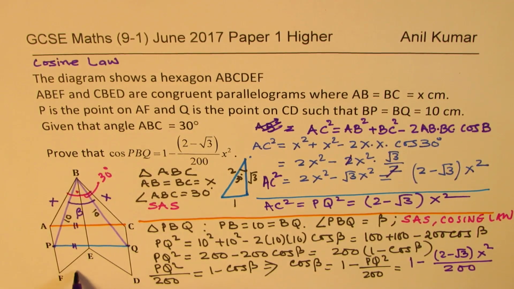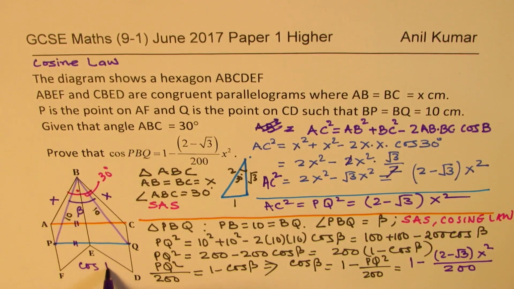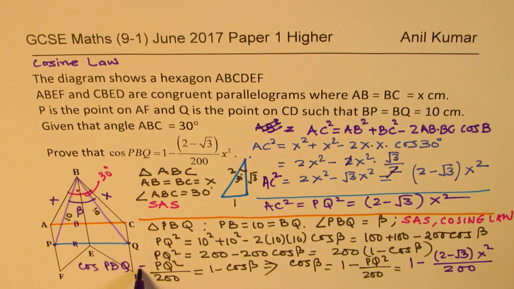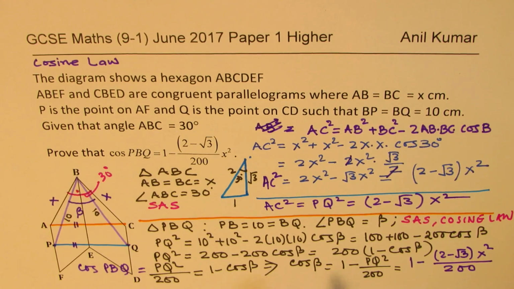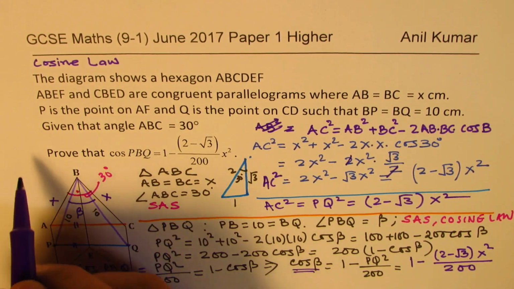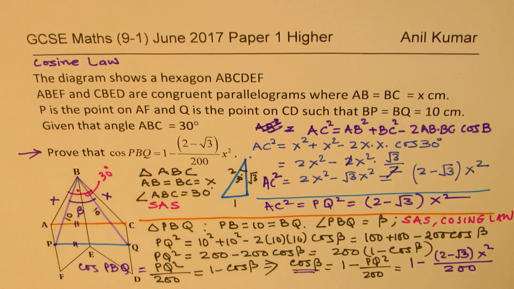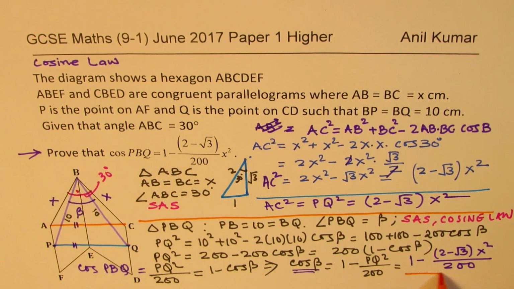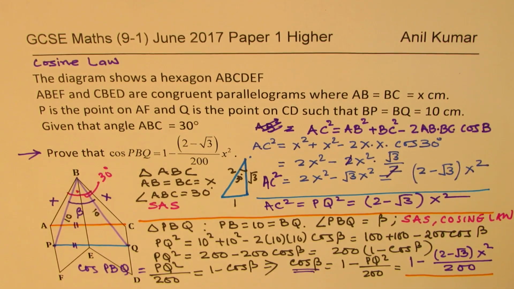Right, so that is what is cos of angle PBQ. Clear? Correct? So that is cos beta. Right, so we just proved it. So that is how you could actually prove this particular expression. So I hope that makes sense, right? So in this limited space, I just kind of merged few statements, but I hope they are understandable.